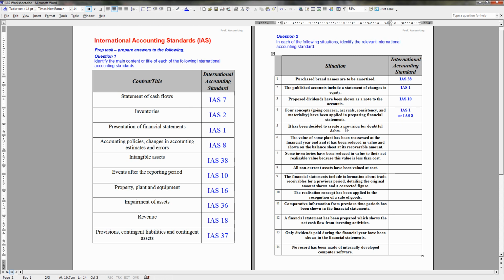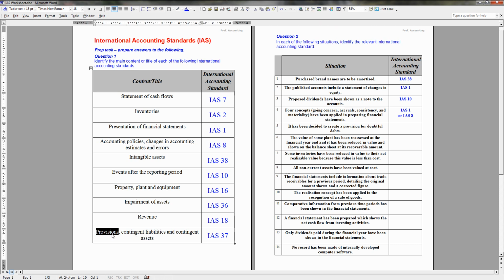So we know what it is. A lot of this is quite basic. I find these are quite basic. It's just you have to now relate it to get the standard. Next one, the value of some plant. So that's what's plant. Plant, it's a non-current asset. Has been reassessed. Keyword reassessed at the financial year end, and it's been reduced in value and shown on the balance sheet at its recoverable amount.